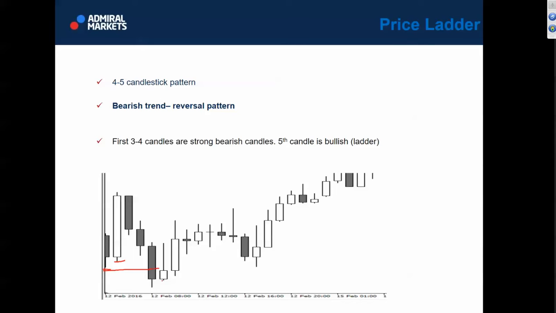But look, guys, watch this. This is ladder. Okay, ladder. Look how the price climbs up. This is reversal. So when you see this, if it's seen on strong support, it is a reversal, guys.